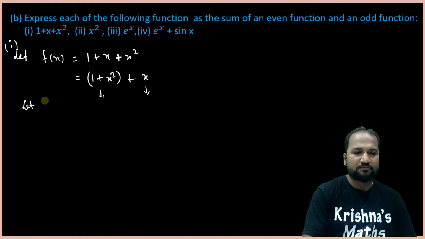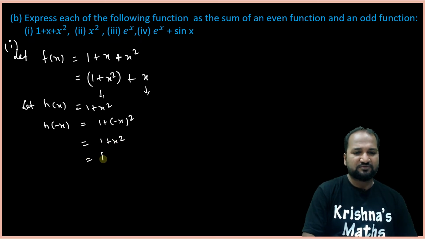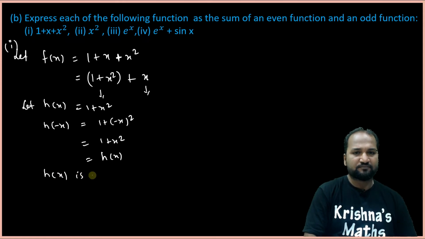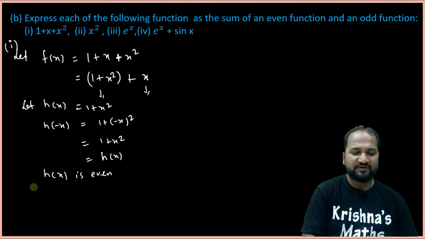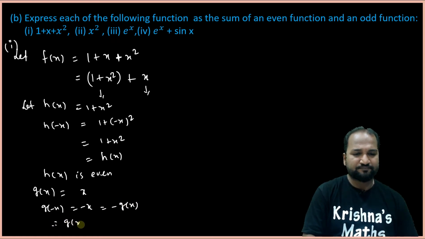Let h of x equal to 1 plus x square. हम इटा प्रूफ कर दो. Even: h of minus x equal to 1 plus minus x square equal to 1 plus x square, which is equal to h of x. So h of x is even. Now let g of x is equal to x, and g of minus x is equal to minus x equal to minus of g of x. Therefore g of x is odd.